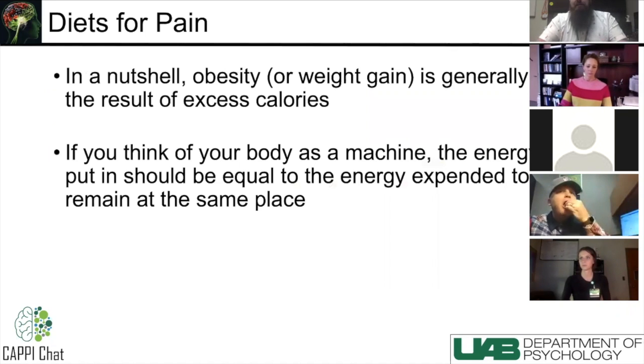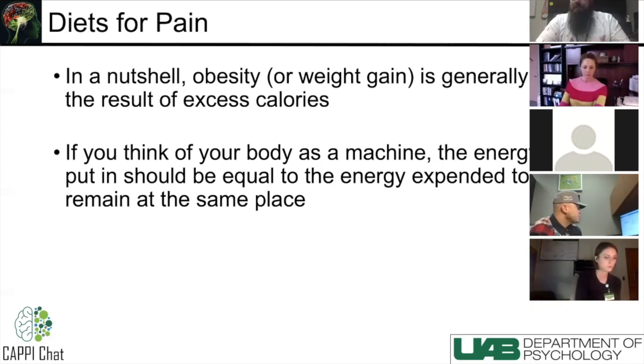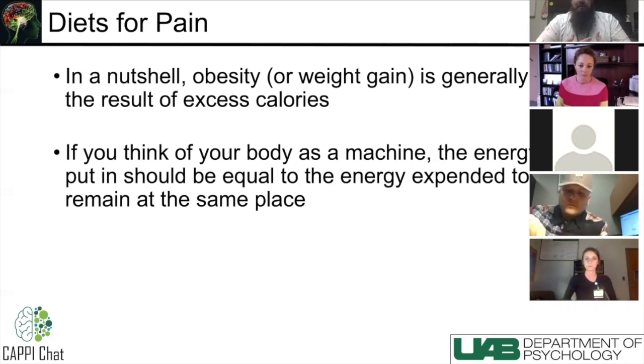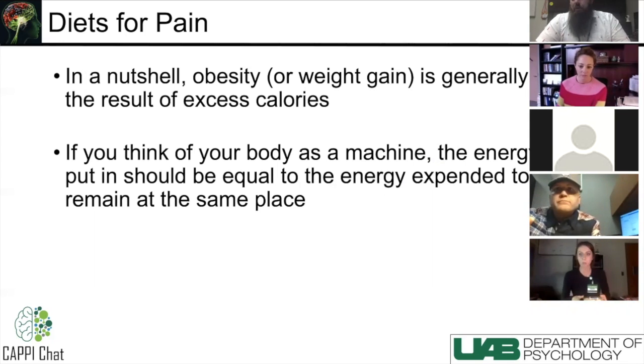Generally, obesity or just excessive weight gain is the result of having more calories than you're burning. I often tell students to think of this in a simple way. If you think of your body as a machine, the energy put in should equal the energy out, and that will keep you at essentially the same place. So if you are eating as many calories as you're burning, your weight should stay roughly the same. If you're eating twice as many as you're burning, then you have an excess, and that excess gets stored as fat, and that's where weight gain is happening.